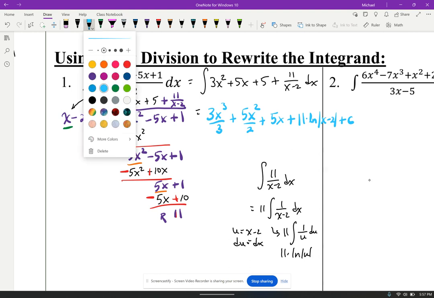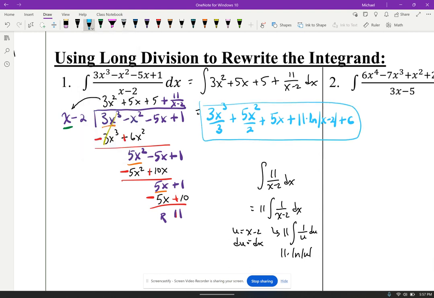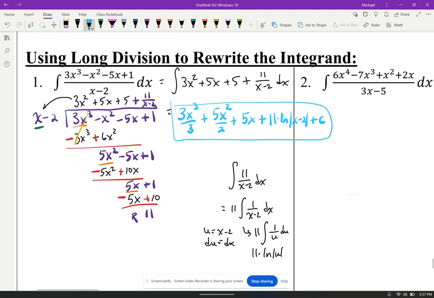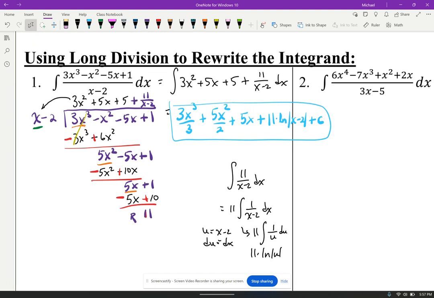This is the antiderivative. We'll come back in the next video, and we'll do number 2, kind of the same idea, but now we know what the process is going to be.